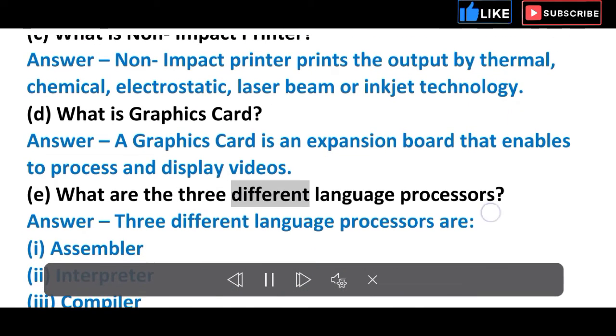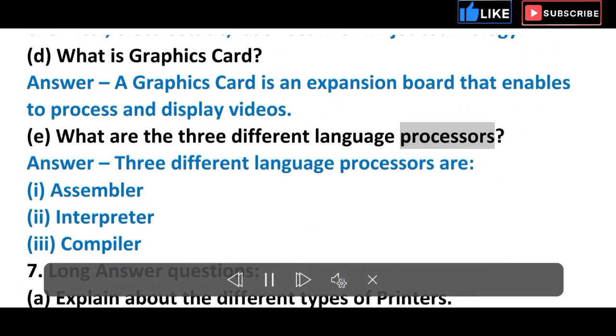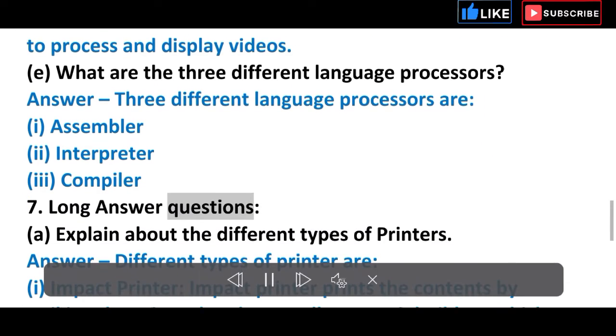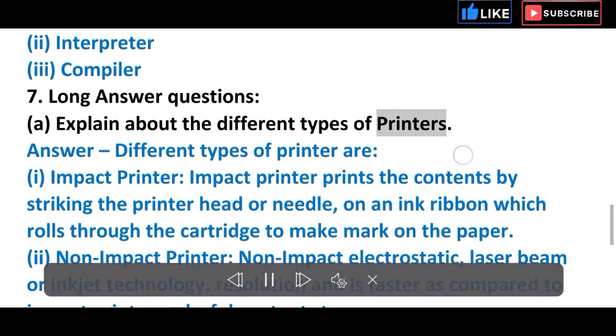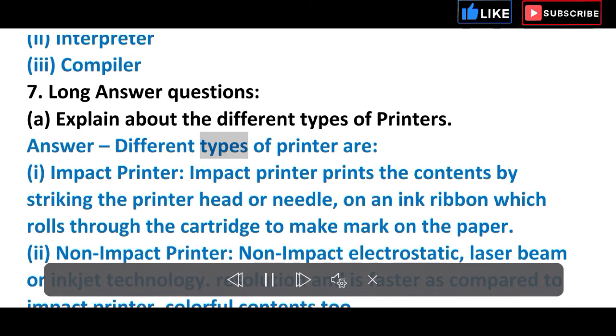A. What are the three different language processors? Answer. Three different language processors are I. Assembler, II. Interpreter, III. Compiler. 7. Long answer questions. A. Explain about the different types of printers. Answer. Different types of printer are I.